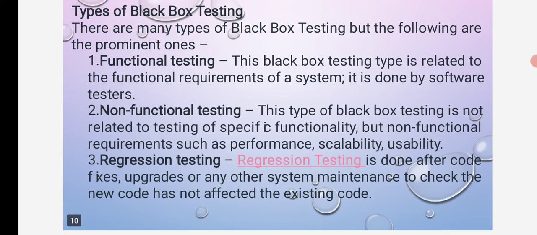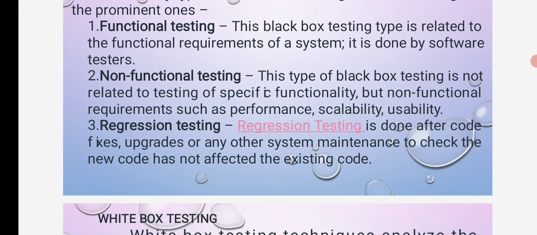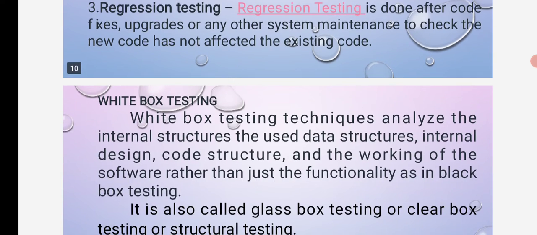Types of black box testing. Functional testing is the type of testing related to the functional requirements of the system. Non-functional testing is a black box testing that is not related to testing specific functionality, but non-functional requirements such as performance, scalability and usability. Regression testing is done after code is fixed, upgraded or after any other system maintenance to check that the new code has not affected the existing code.